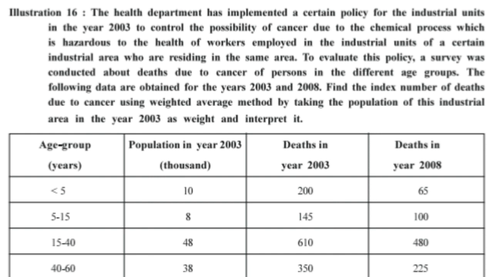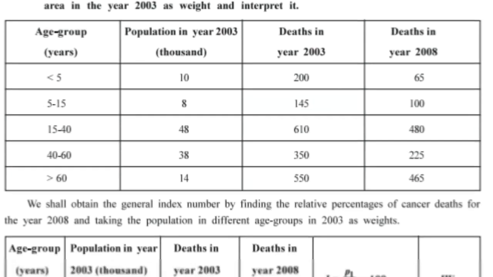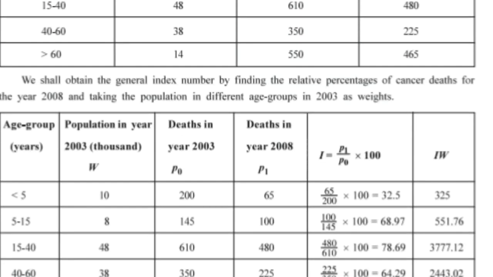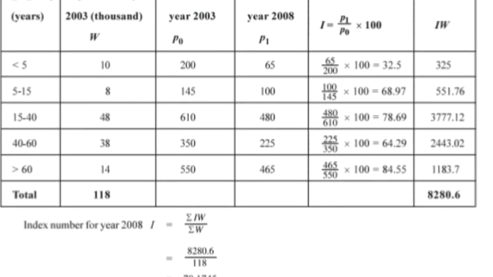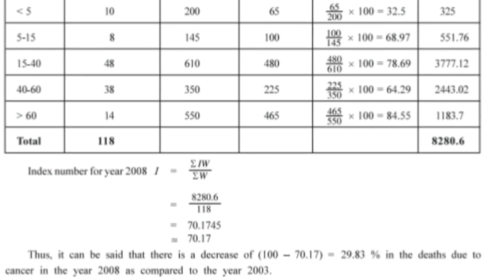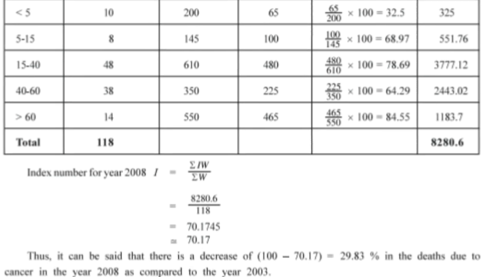So deaths in 2003 is P0 and 2008 is P1. See, P0, P1, weight is already given. First of all, find I, P1 by P0 into 100, then multiply I by W. We'll get the column for IW. Add it up, you will get ΣIW, formula ΣIW upon ΣW. Got the answer 70.17. So here it is a decrease because the answer is less than 100. So decrease by 29.83%. Thank you.